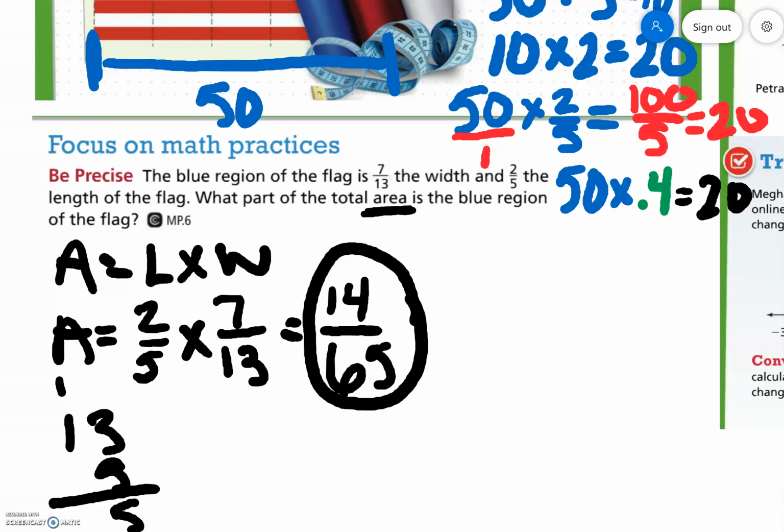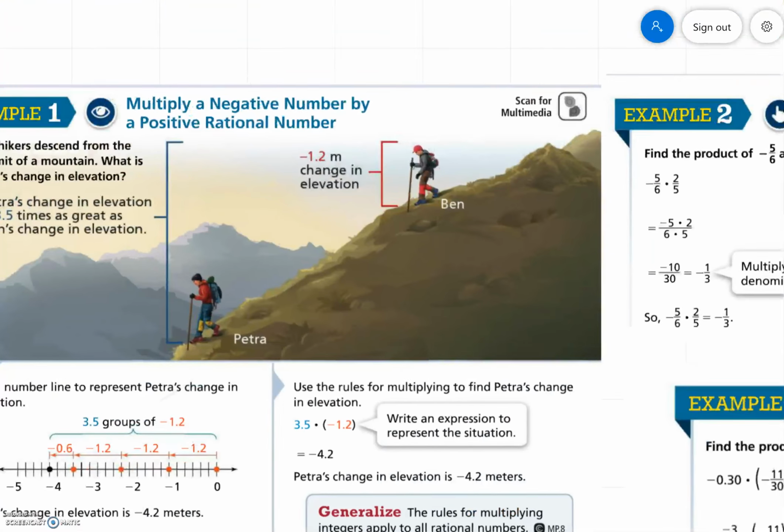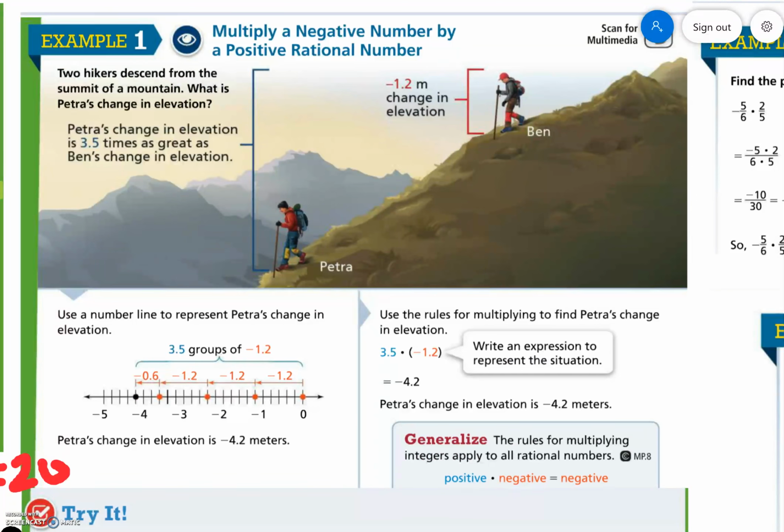Okay, on to the first example. Example number 1. Multiply a negative number by a positive rational number. We kind of talked about this last class, so this is just a continuation of that. 2 hikers descend from the summit of a mountain. What is Petra's change in elevation? Well, it says that Petra's change in elevation is 3.5 times as great as Ben's change in elevation. And we see that Ben's change in elevation is negative 1.2 meters.